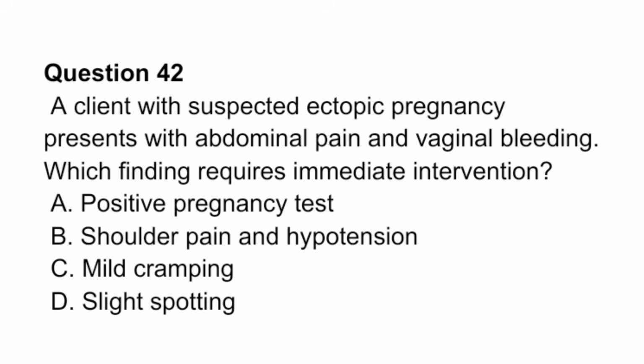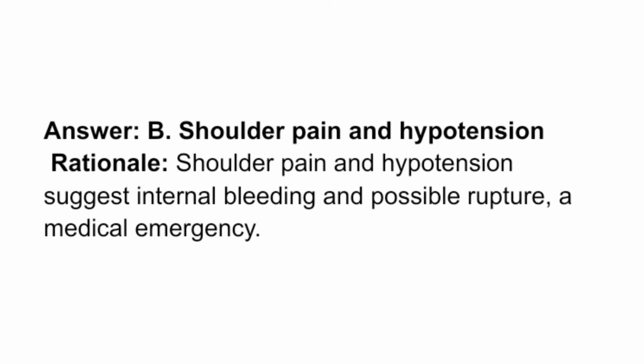Question 42. A client with suspected ectopic pregnancy presents with abdominal pain and vaginal bleeding. Which finding requires immediate intervention? A. Positive pregnancy test. B. Shoulder pain and hypotension. C. Mild cramping. D. Slight spotting. Answer: B. Shoulder pain and hypotension. Rationale: shoulder pain and hypotension suggest internal bleeding and possible rupture, a medical emergency.